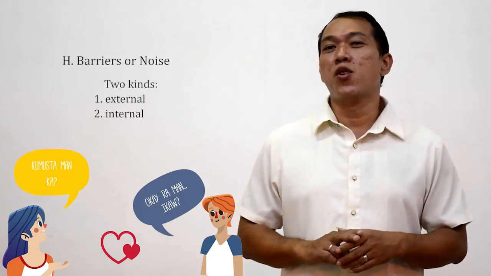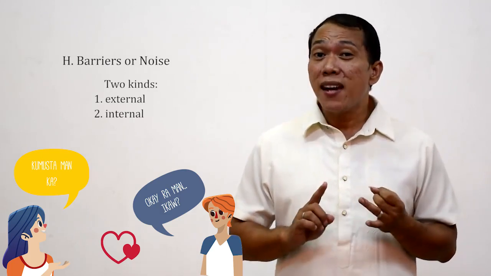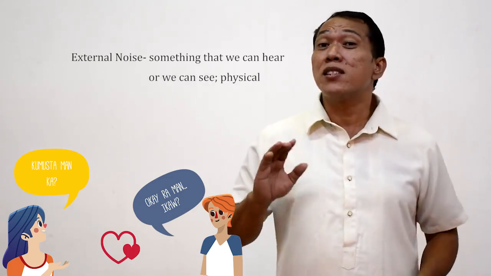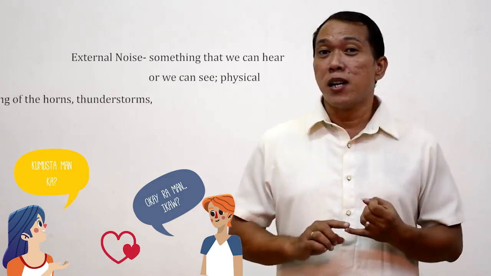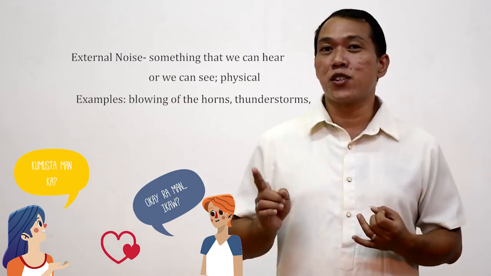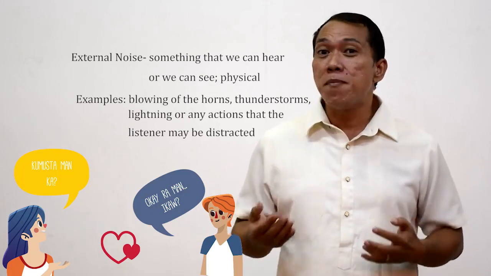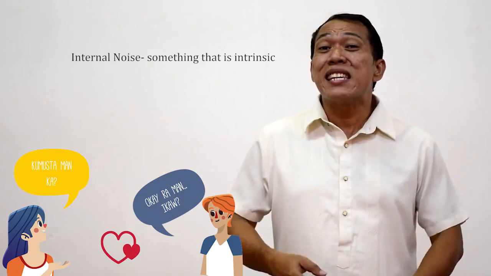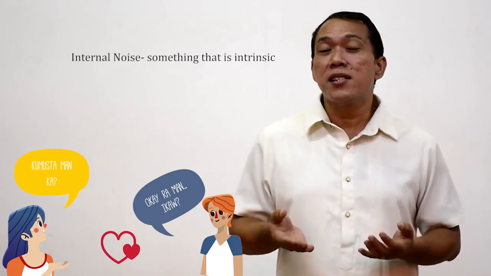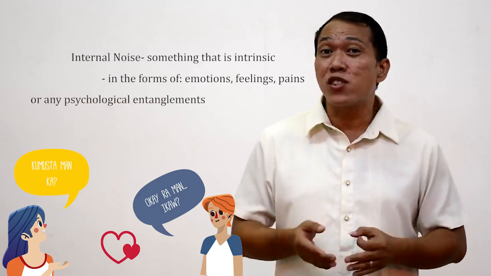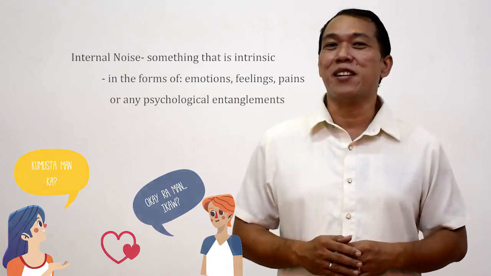There are two kinds of noise, the external noise and the internal noise. External noise is something that we can hear or we can see. These are the physical noise. Examples are the blowing of horns, thunderstorms, lightning, or any actions by which the listener may be distracted. And of course, the internal noise is something that is intrinsic. These are in the form of emotions, feelings, pains, or any psychological entanglements.